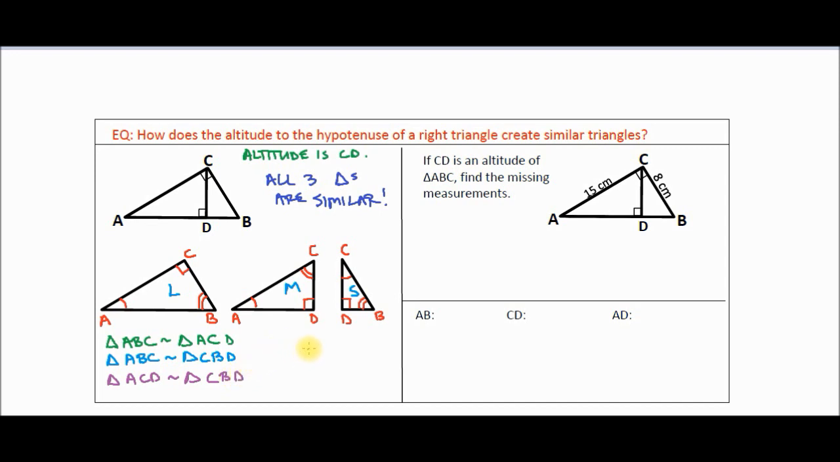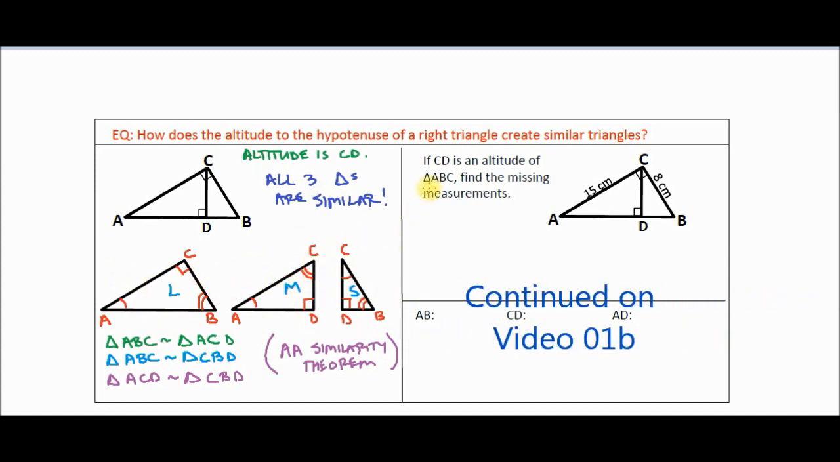Now all these statements are true, and every one is true because of the AA similarity theorem. And it says again that if two triangles have two congruent pairs of angles, then those two triangles must be similar. So here's a diagram that shows you all the similarity. Now I'll show you where this is going to help us solve this kind of complicated problem. If CD is an altitude of triangle ABC, find the missing measurements.